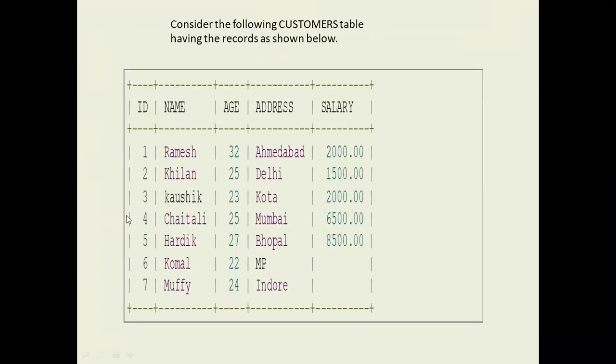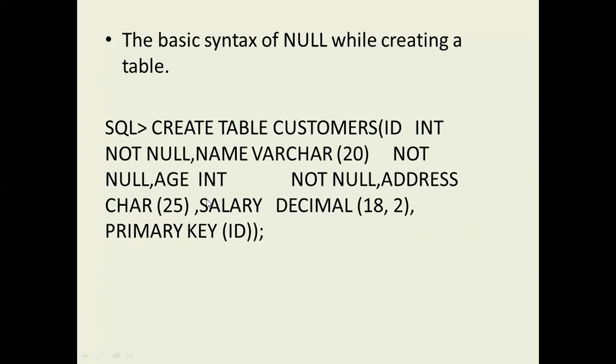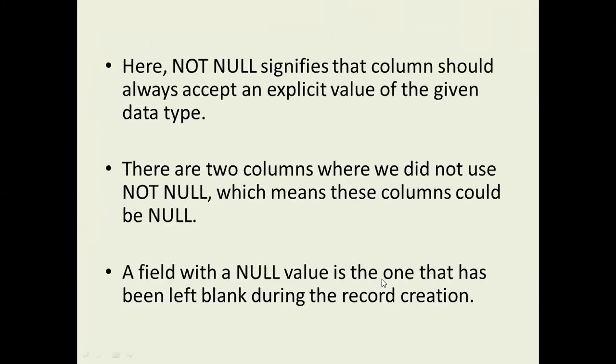Okay, and how do we find the null values of the table? For example, during the creation of this table we did not mention the not null keyword in some places. Observe: create table customers, ID int not null, name data type not null. Address is character data type 25, but here we did not mention the not null keyword. For salary also we did not mention the not null keyword. So these two fields have a chance of null values occurring in the table.